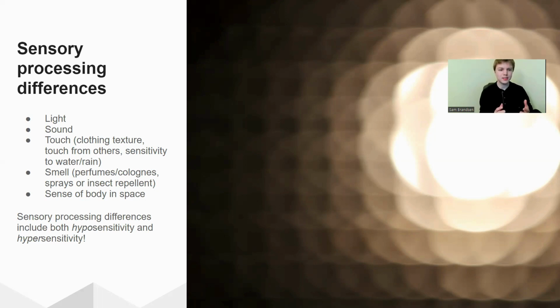Touch. So touch can encompass not only touch from others, but also things like the texture of the clothing that a child's wearing, or if you're outdoors, the sensitivity of the child to water or to rain. A child might really like splashing in a puddle, for example, but once the initial distraction and fun of splashing in the puddle is done, they might be really sensitive to that lingering feeling of having a wet shoe or a wet sock on their foot.